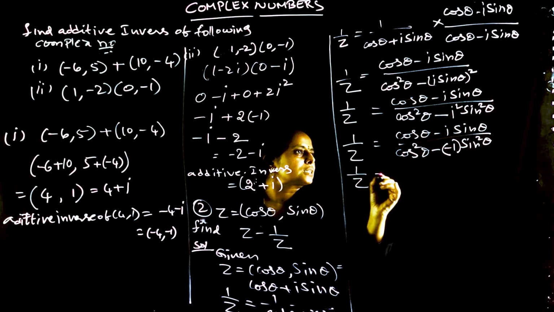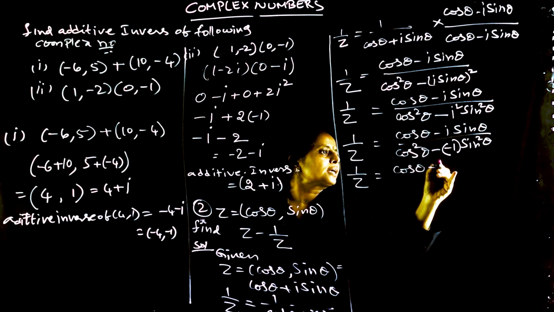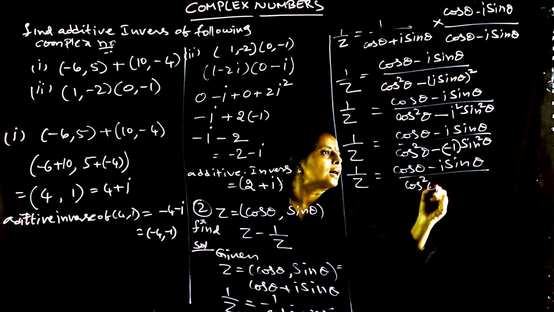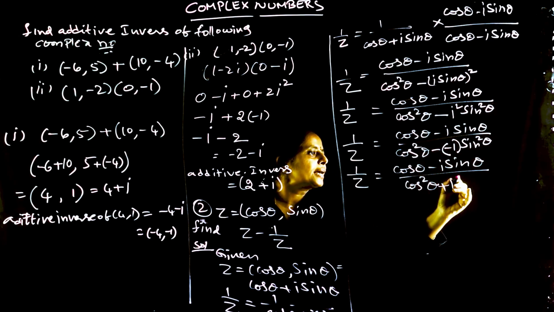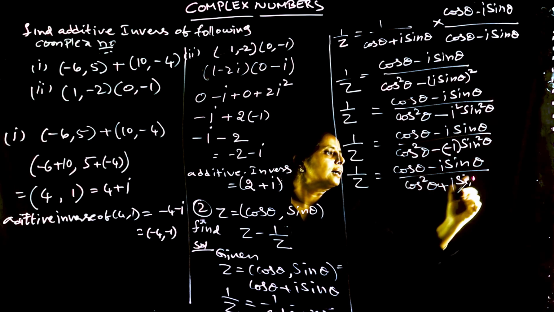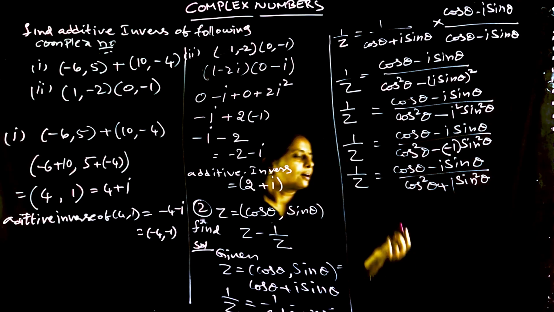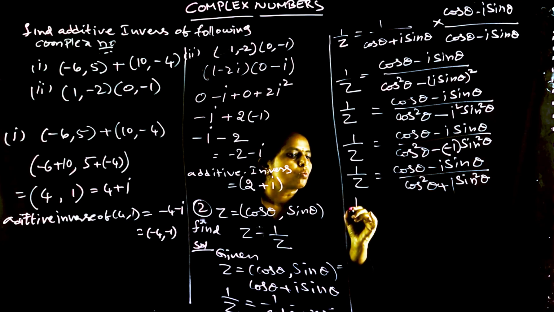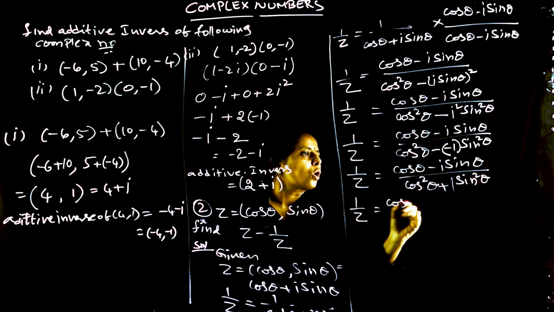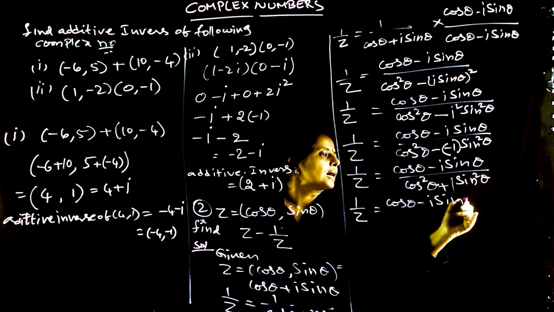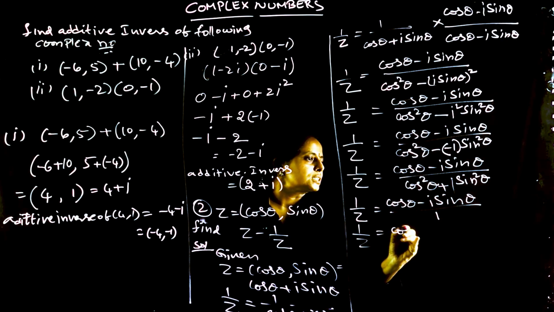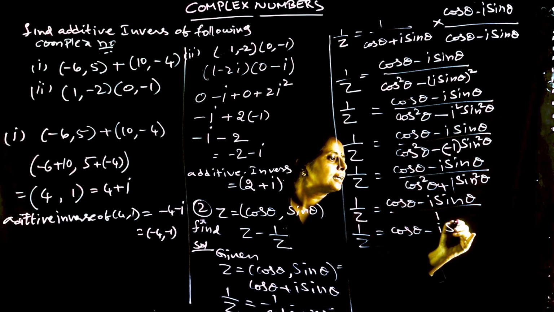So what is 1 by z value? It is cos theta minus i sin theta by cos square theta minus into minus plus sin square theta. So we know very well that value of cos square theta plus sin square theta is 1. So 1 by z is equal to cos theta minus i sin theta divided by 1, which is nothing but cos theta minus i sin theta.